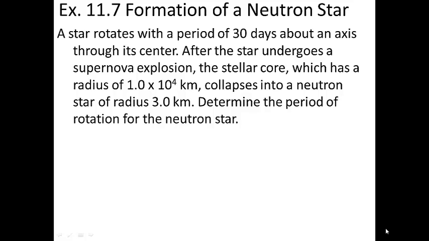In this video, we are going to be doing example 11.7, formation of a neutron star. A star rotates with a period of 30 days about an axis through its center. After the star undergoes a supernova explosion, the stellar core, which has a radius of 1.0 times 10 to the 4th kilometers, collapses into a neutron star of radius 3 kilometers. Determine the period of rotation for the neutron star.